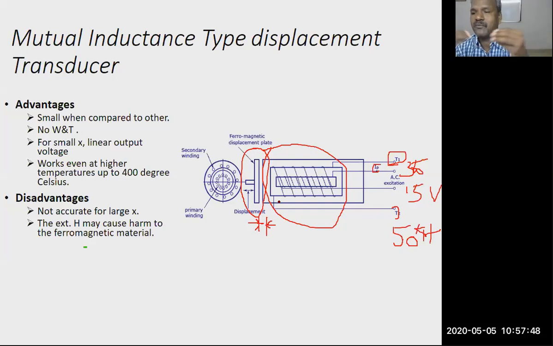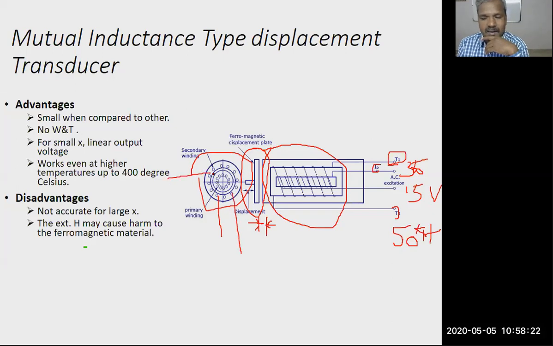The technical name for sensing a nearby object is proximity. The detection of a nearby object is done by a proximity sensor. This arrangement is also used for proximity purposes. This is very small. This is the cross section of the winding: inner primary, outer secondary, with the outer secondary terminals T1 and T2 taken here.